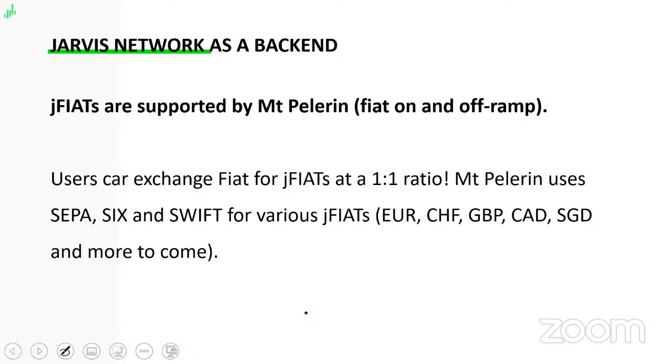So if you have 10,000 euros, you get 10,000 J-Euros. If you have 20,000 J Swiss franc, you can sell them for 20,000 Swiss francs. To do so, Mon Pèlerin is using various network railways. One of them is SEPA, so it's what we use in the Eurozone to send euro from one bank to another one. SIX, which is, let's say, the same version of SEPA, but in Switzerland, and SWIFT for various JFiats. So right now, we support euro, Swiss franc, British pound, Canadian dollar, Singapore dollar, and more are coming.